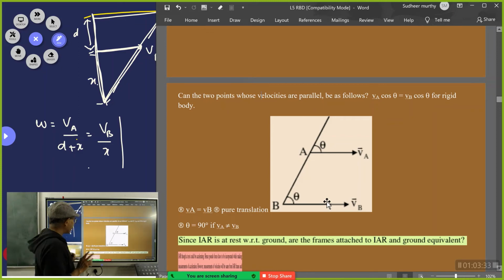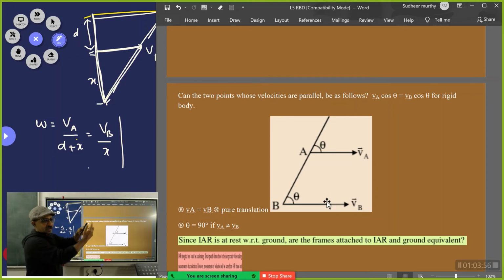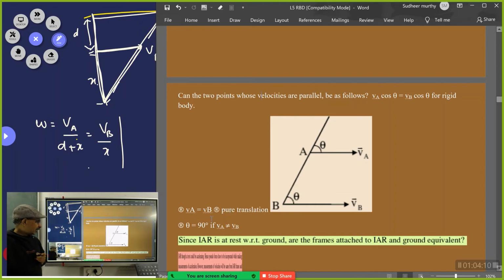Now, see, the condition is: if VA bar is equal to VB bar in this diagram, then what can you say? This body is there. This point is having VA bar and this point is having VB bar and both are equal. Then what will happen to this body? The body is translating. It will have pure translation. Yes. See, you have to start abstracting like that.